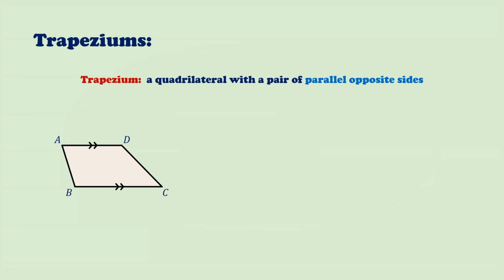A trapezium is a quadrilateral with at least one pair of parallel opposite sides. We usually encounter trapeziums in the shape like this, like a ladder. However, a trapezium is not necessarily like this. It can also be like this. As long as we have a pair of parallel opposite sides, this is a trapezium.